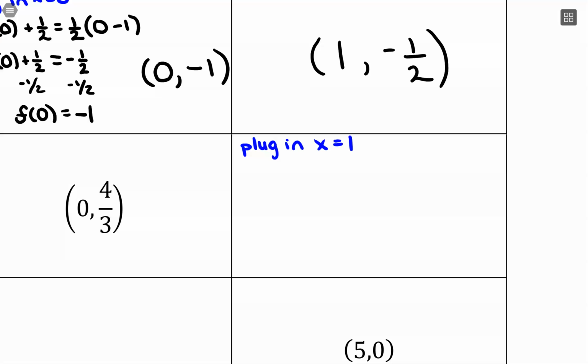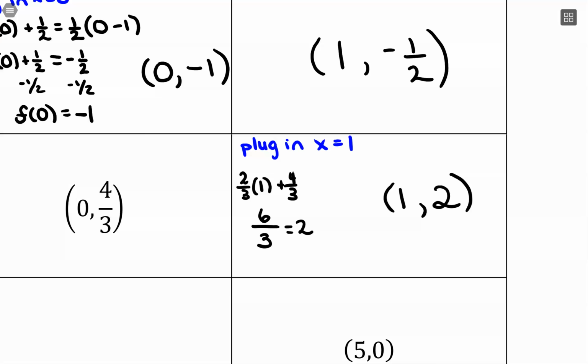So what this will look like is 2/3 times 1 plus 4/3. So that's 2/3 plus 4/3. So luckily they have the same denominator, so I can just add my numerators, which is 6, over that common denominator of 3. I'm getting a value of 2 out. So what this tells me is that when x is 1, my output is 2 at that coordinate.